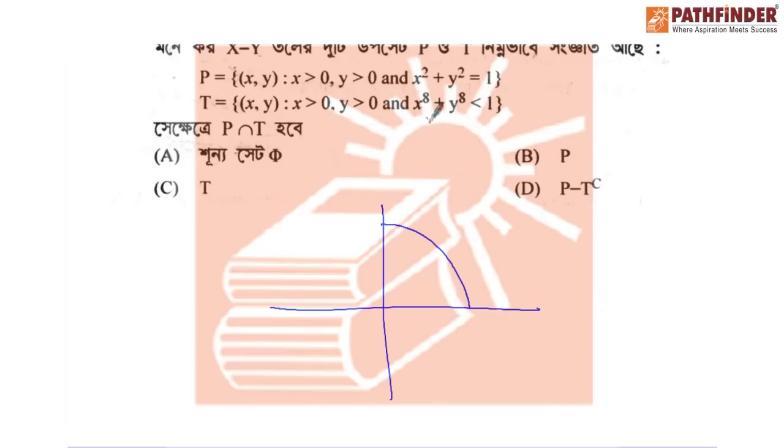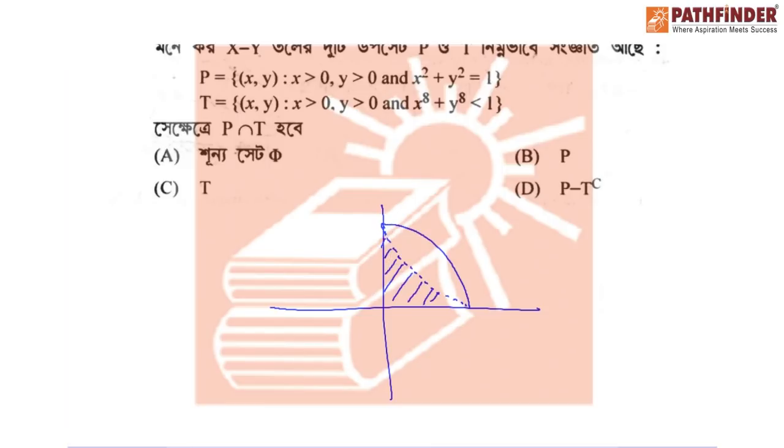Next is x to the power 8 plus y to the power 8 is less than or equal to 1. Now x to the power 8 plus y to the power 8, if you look at the graph of this, it will be something like this. Less than 1 means in this part.